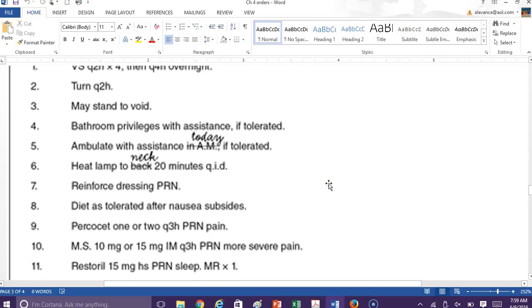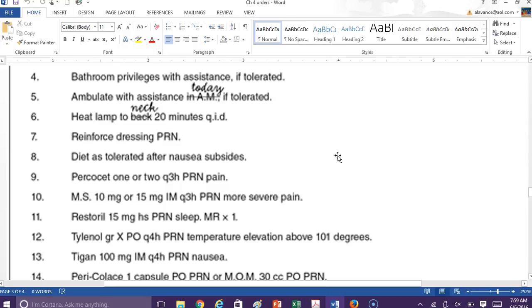They're going to have a heat lamp on their neck. So the standing order was for back. The doctor has crossed that out and inserted neck. Same above here, instead of in the morning. So this might have been a very early surgery, so they wanted to get them up walking today. Reinforce their dressing as needed. Once they're no longer nauseous, they can eat.